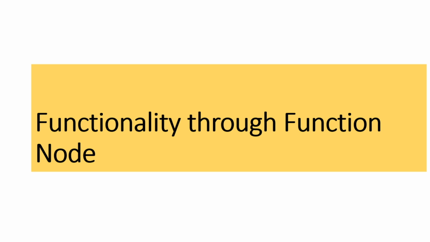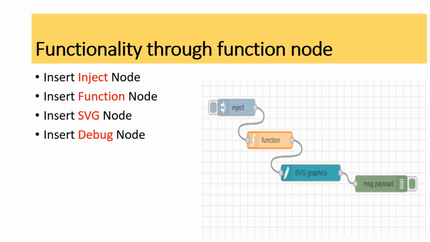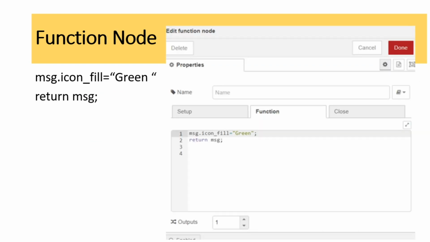Now let us see how to configure its functionality through the function node. You can bring n number of functionality and automation through this function node. Let us explore in two ways. To start with the first functionality, insert an inject node, insert a function node, insert an SVG node, and then a debug node. Just insert them and wire them appropriately.